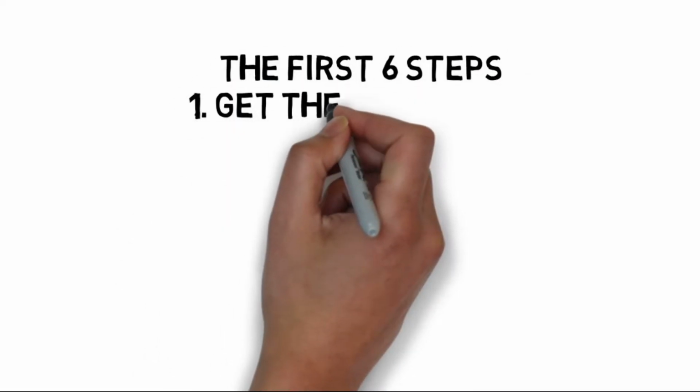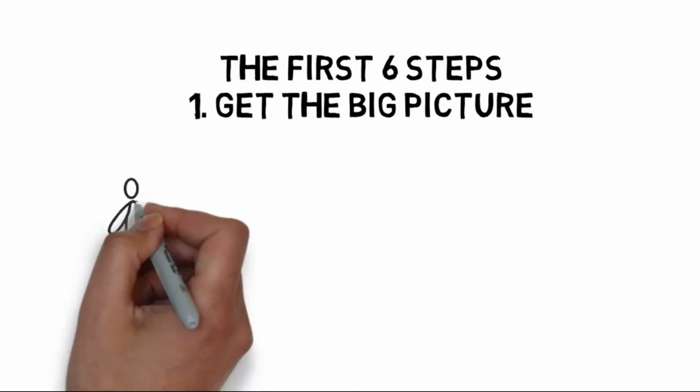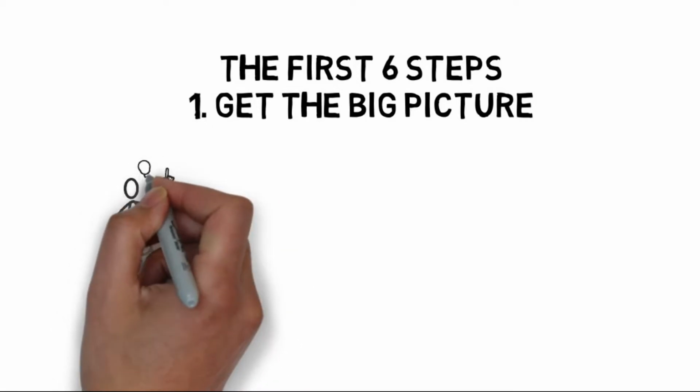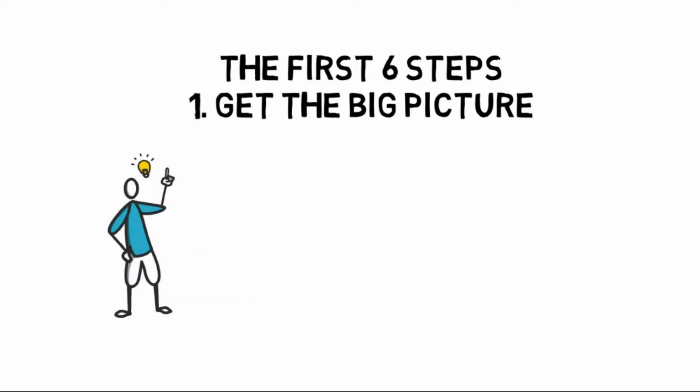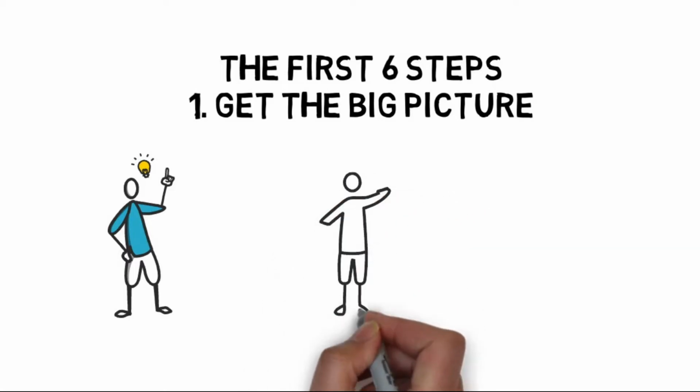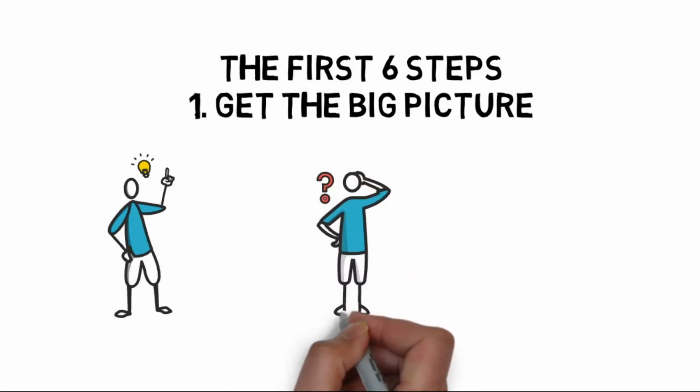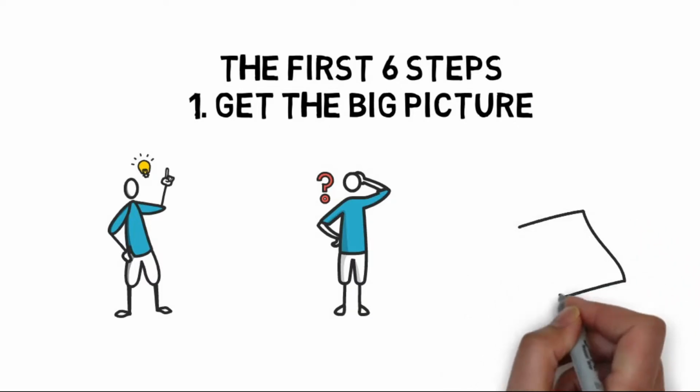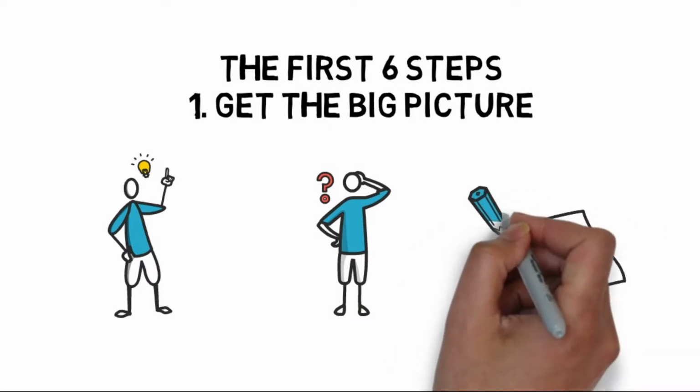The first step is to get the big picture. Ask yourself, what is the topic that you want to learn about? It might be, say, you want to learn algorithms. After that, you should make a summary of the topic that you want to learn about.